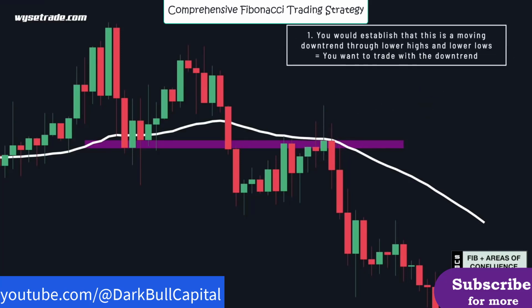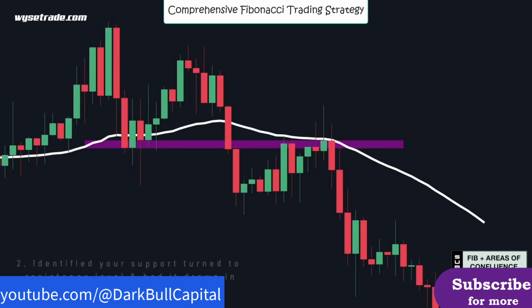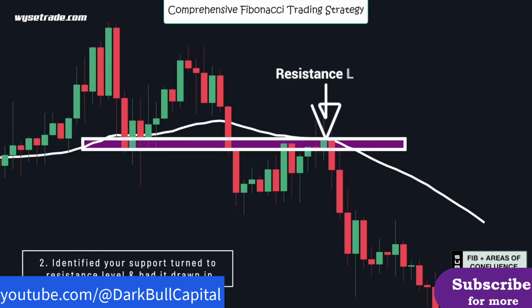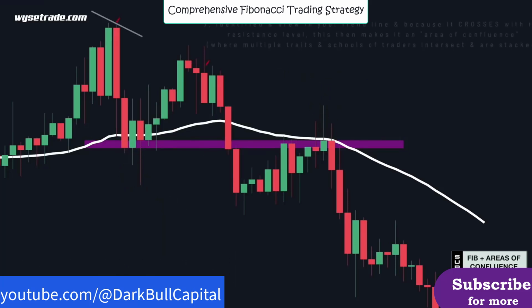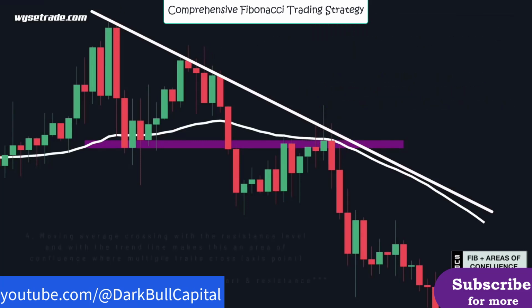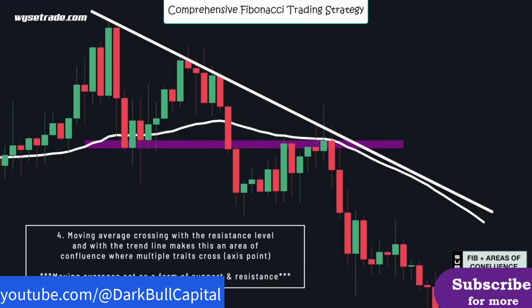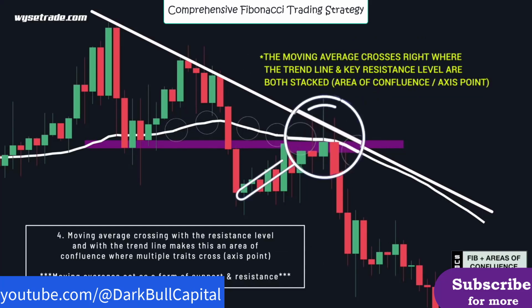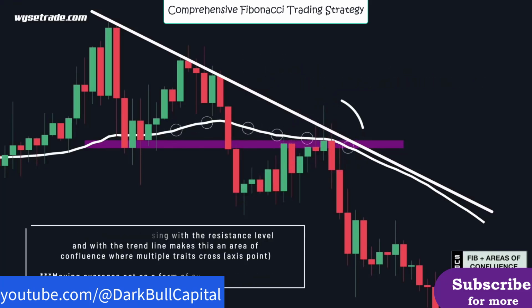First, you would have identified this as a clear moving downtrend, as price is making lower highs and lower lows. So you want to trade with the moving downtrend. You had your key level of resistance here because of this reversal point. You have your trend line here, and because it crosses with the resistance level, it makes it an area of confluence. You then have your moving average here. Notice how it intersects perfectly at the area of confluence.